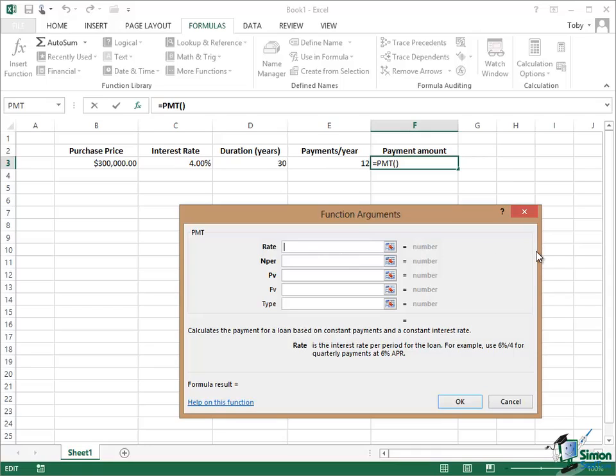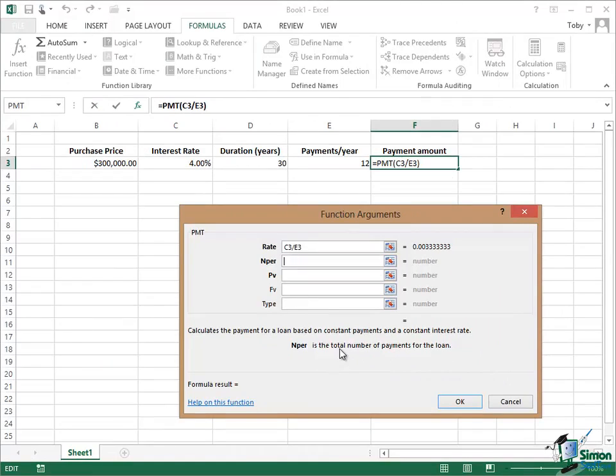So what we've put in here is C3 divided by E3. So that will be 4% divided by 12, and again it's a common thing with these function arguments dialogues. Usually, depending on the row or the particular case that you're dealing with, Excel will do the calculation for you. So this is saying that in 1 month, bear in mind we're doing 12 payments a year, in 1 calendar month we're going to be paying 0.00333333% interest. So let's look at the second amount.